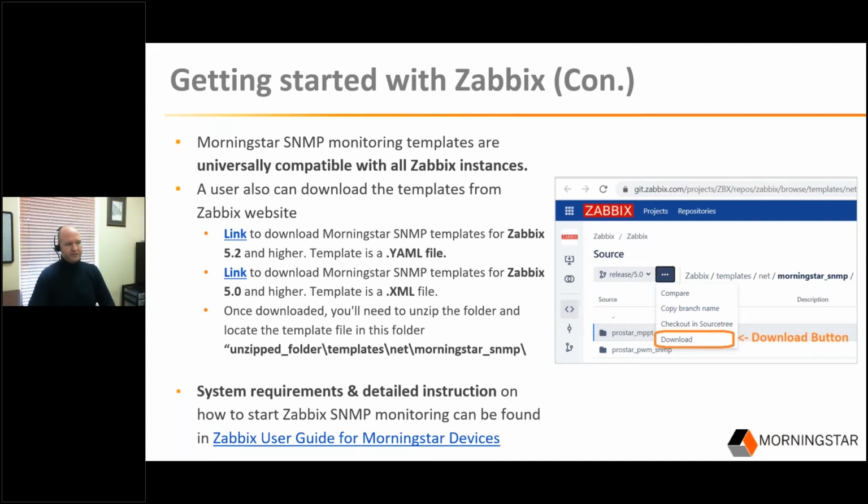And there are two different types of configuration files. If you are deploying the latest version of Zabbix 5.2 or higher, there is a YAML file that is an easily human readable configuration file that will do all the settings for communicating with the Morningstar products. And for previous versions of Zabbix, version 5.0, there is an XML file, which is a very similar type of file for configuration. So those can be downloaded, unzipped, and extracted, and then loaded into Zabbix.